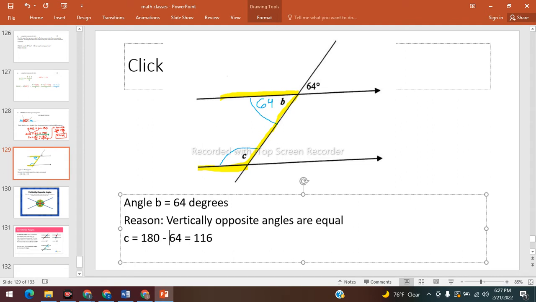Mr. Petit, if you find co-interior angles, or if they look like this, you would just subtract from the 180? Yes, you definitely would. Okay. So C equals 180 minus 64, which is 116 degrees.